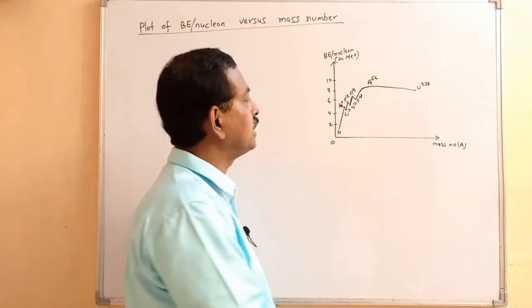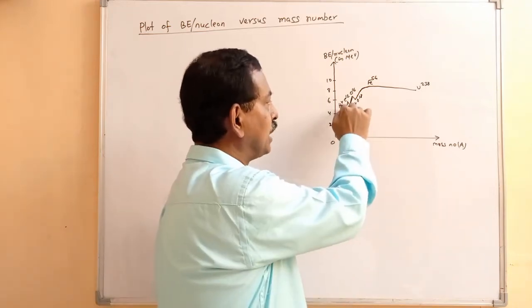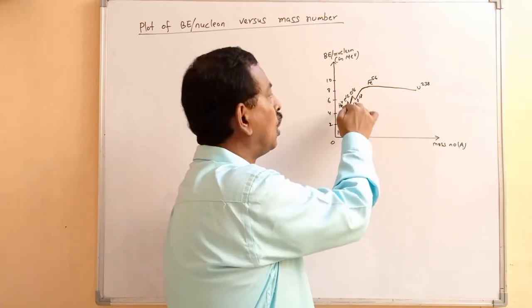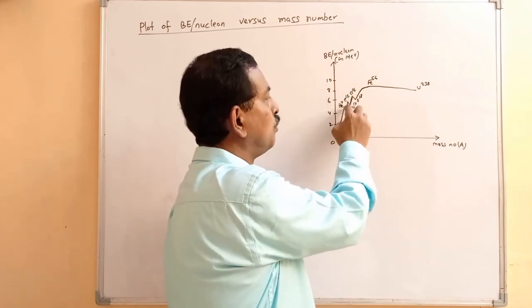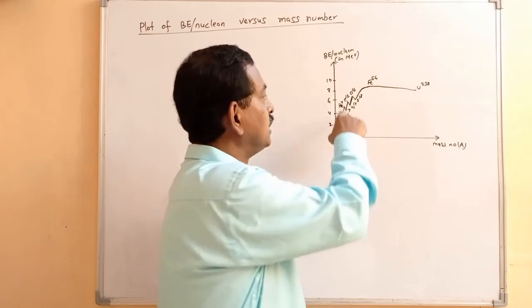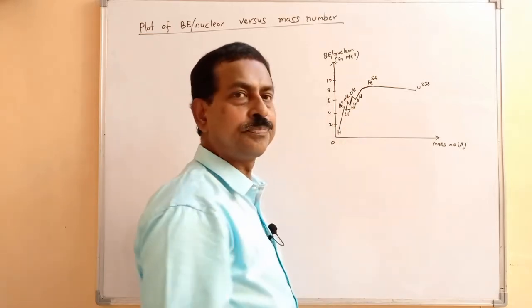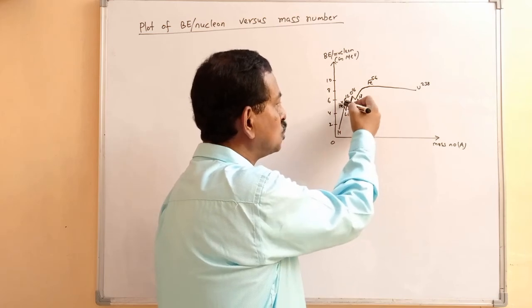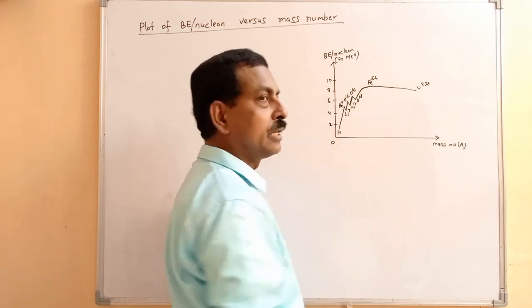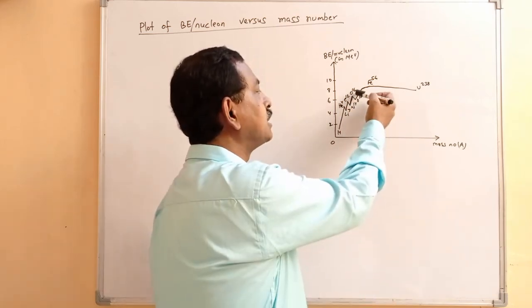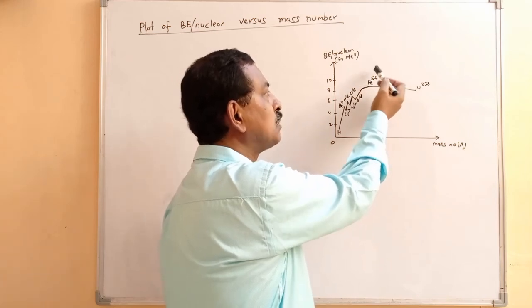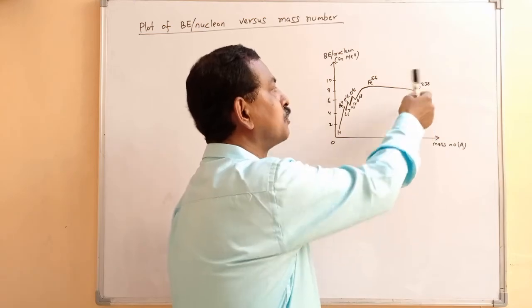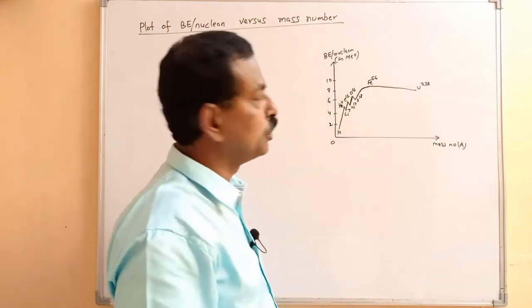That means it is indicating that initially you'll find there are certain jerks, or for certain elements there is a peak value. So it has a zigzag part, showing a peak for certain elements, and after that it increases, it is maximum for Fe, then it almost remains constant and falls toward uranium.